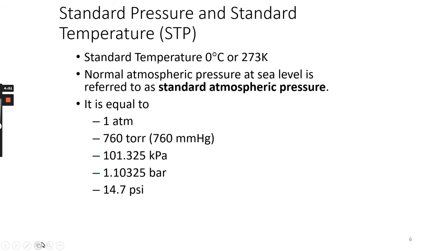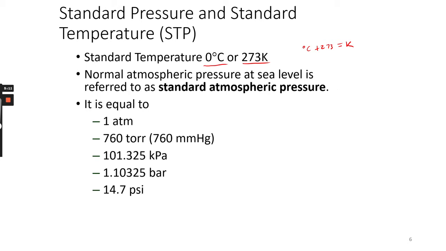So throughout this chapter, we're going to refer to something called STP. It's standard temperature and pressure. Standard temperature is 0 Celsius or 273 Kelvin. Remember, to get from Celsius to Kelvin, you take your Celsius, add 273, and you get Kelvin.